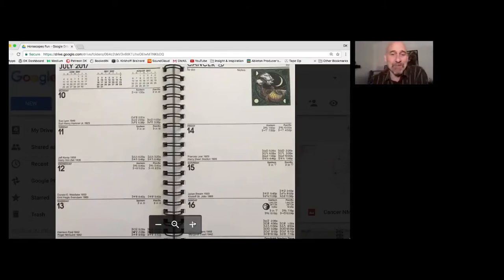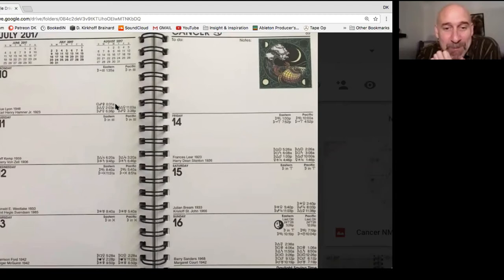That was a little too easy. Uh-oh. Can you see Sun opposite Pluto here? I don't know if you can see my cursor. Can you see my cursor? Yeah, I can see it.